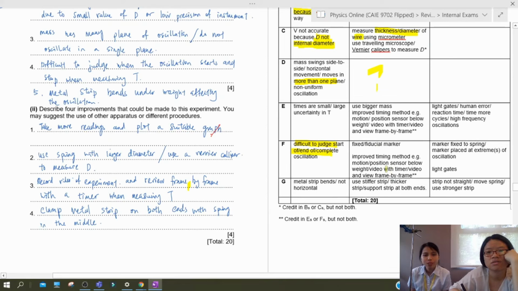What's a fiducial marker? The name sounds so fancy. A fiducial marker is just like your finger, as you mentioned, put there. The finger is a fiducial marker. Metal strip bends or not, horizontal. Use a stiffer strip or support the strip at both ends, or use a thicker strip.